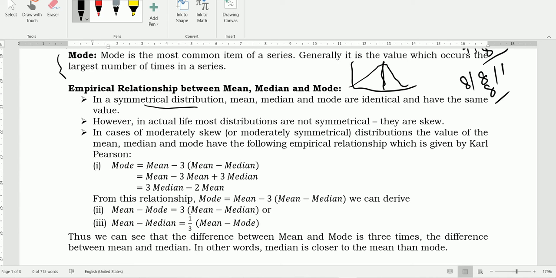However, in actual life, most distributions are not symmetrical. They are skewed. Not symmetrical means sometimes it may be like this, or sometimes it may be like this. This is what I call asymmetry or skew, and this is what I call symmetry.